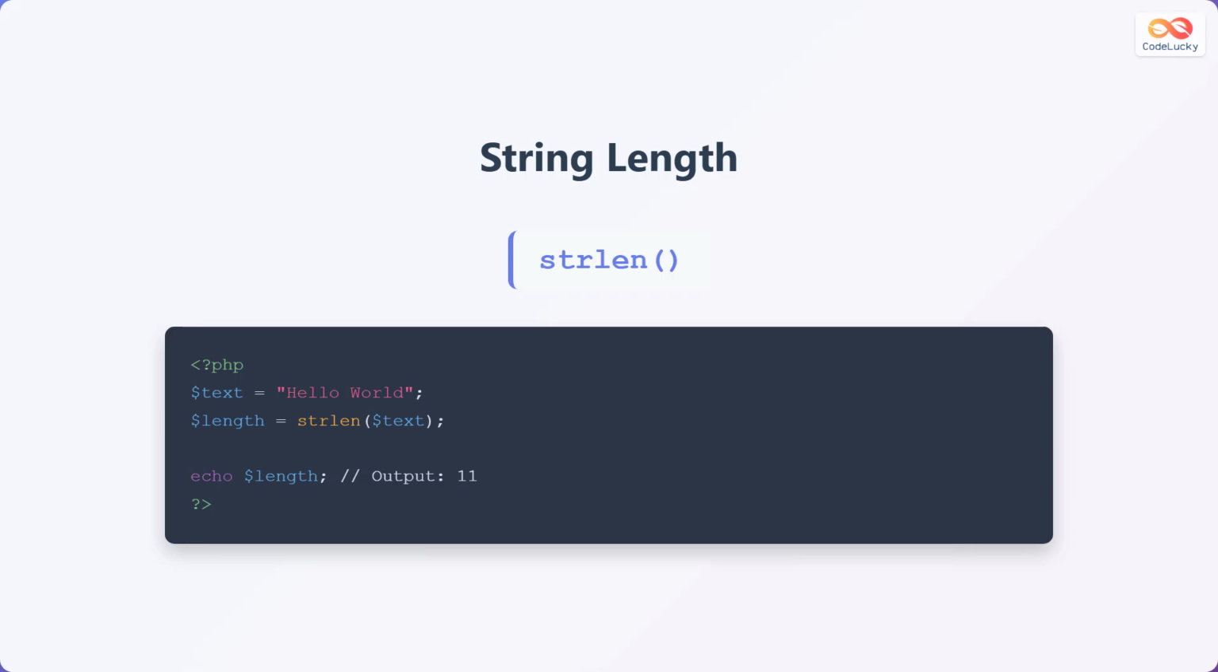First, let's discuss the strlen function. This function is used to determine the length of a string. Here's an example. We declare a variable $text and assign the string "hello world" to it. Then we use the strlen function to find the length of the string and store the result in the $length variable. Finally, when we echo $length, it outputs 11, which is the number of characters in "hello world".